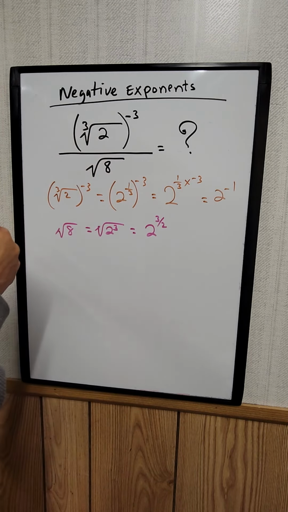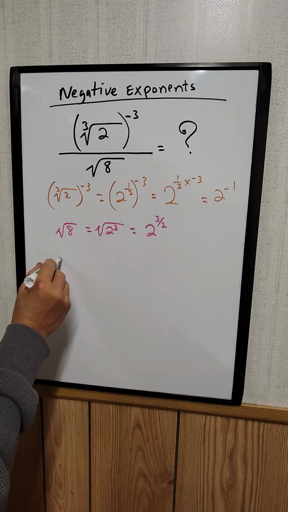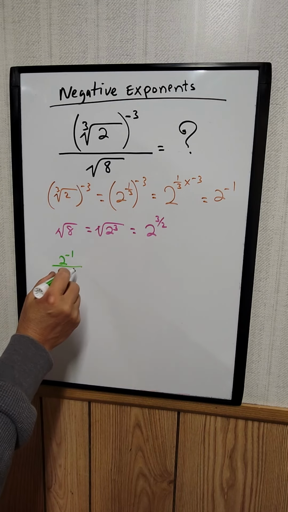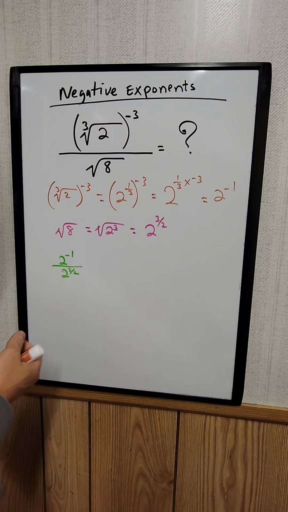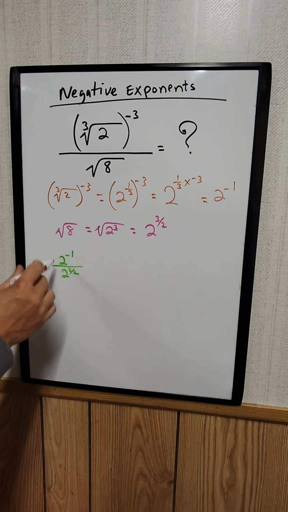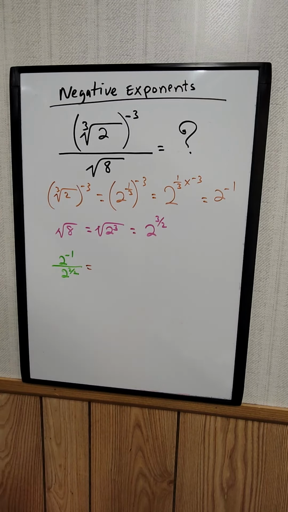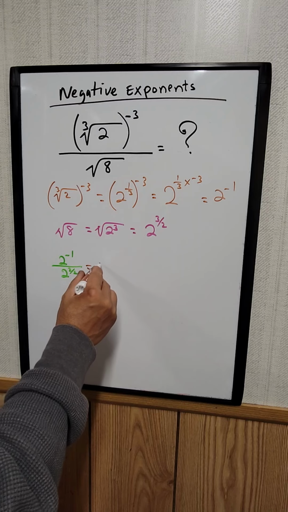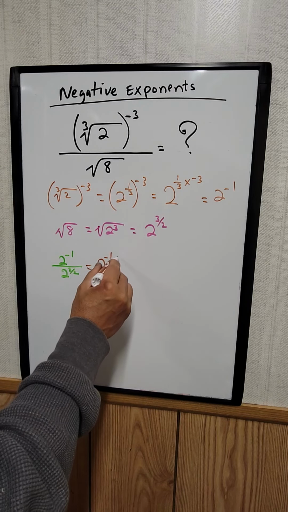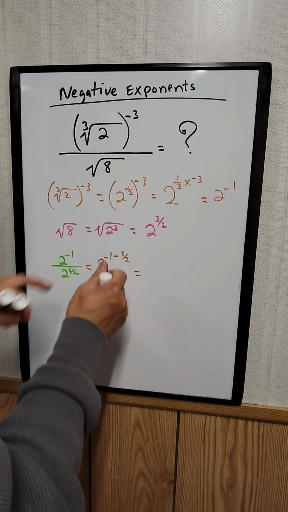Now, let's put it all together. So this on the top and this on the bottom. 2 raised to the negative 1 divided by 2 raised to the 3 over 2. Okay? Now, when you divide exponents with the same base, all you need to do is subtract the exponents. So since this has the same base, we can say 2 raised to the negative 1 minus 3 over 2.